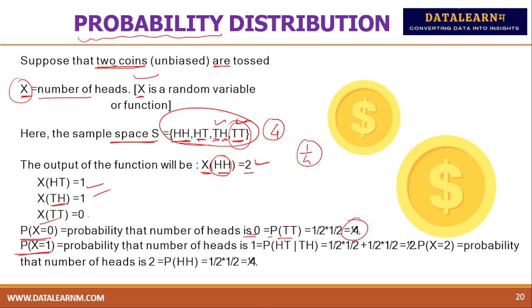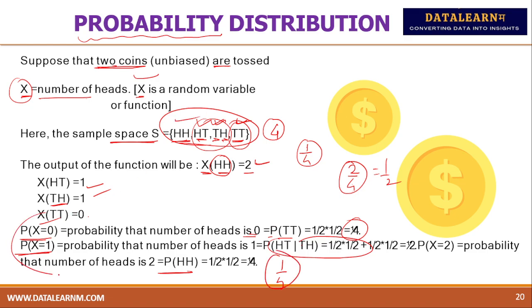Probability that the number of heads is 1. 2 times it is coming, right? 1 by 2 into 1 by 2 plus 1 by 2 into 1 by 2. So you can simply write 2 by 4. If you don't want to go into this calculation, just see how many times 1 head and 1 tail is coming: 2 times, out of a total sample size of 4, so 2 by 4. It will be 1 by 2. Again, the probability that the number of heads is 2 is 1 by 4, since it comes 1 time only. If you don't want to do this calculation, you can simply write it from here also.